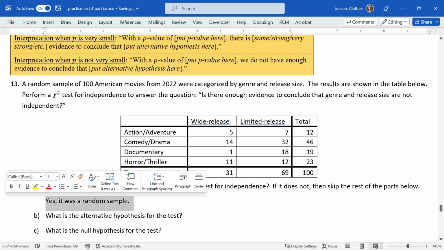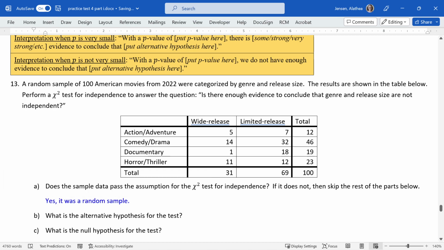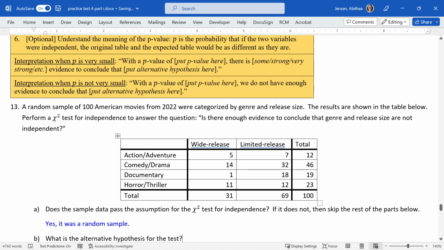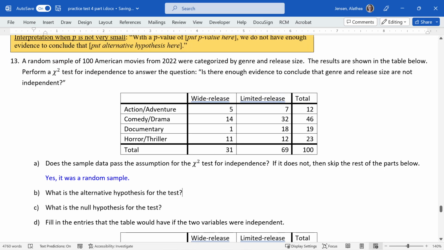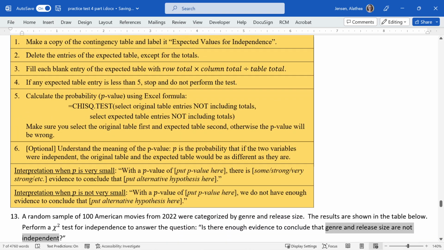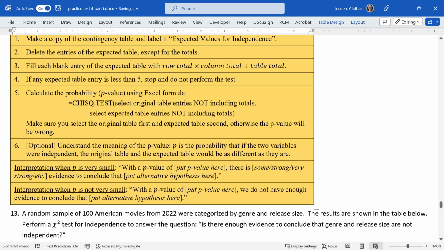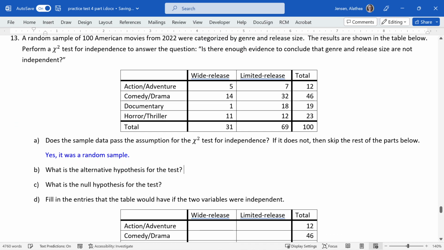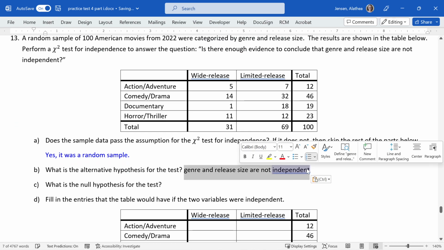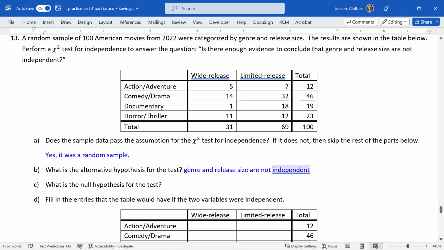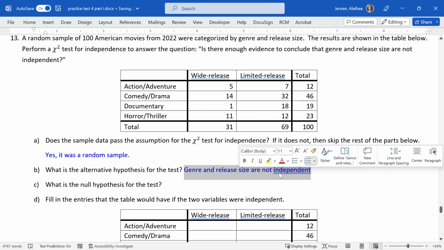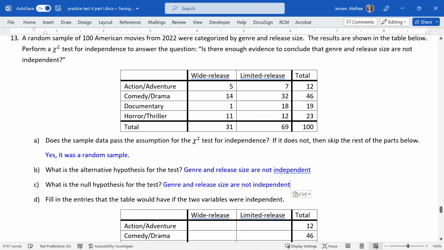All right. And then for the next part, what is the alternative hypothesis for the test? So the alternative hypothesis is given in the question. Genre and release size are not independent. And if you check the table up here as well, it's always just that the two qualitative variables are not independent. All right, so maybe I'll just put that right there. There's no numbers involved with it or anything, it's just whether or not they're independent. And so the null hypothesis for the test is going to be the opposite of this. So it is that genre and release size are independent.